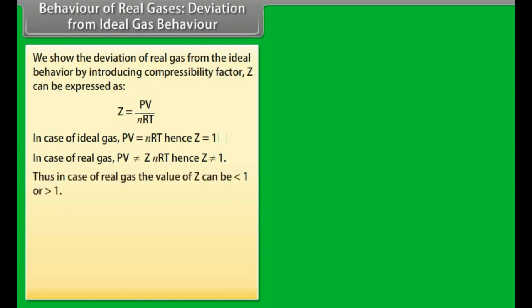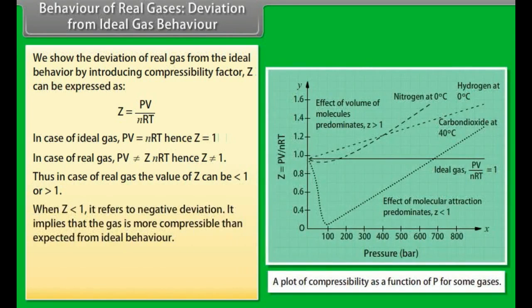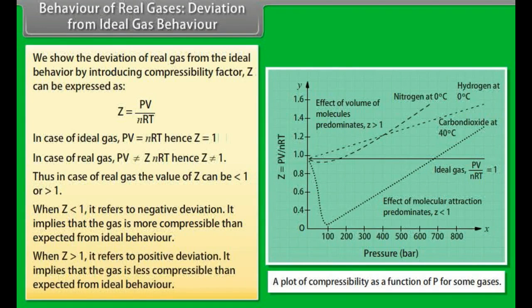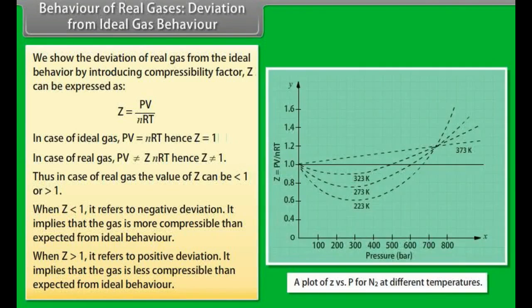Thus, in a case of real gas, the value of Z can be less than 1 or greater than 1. When Z is less than 1, it refers to negative deviation. It implies that the gas is more compressible than expected from ideal behavior. When Z is greater than 1, it refers to positive deviation. It implies that the gas is less compressible than expected from ideal behavior.